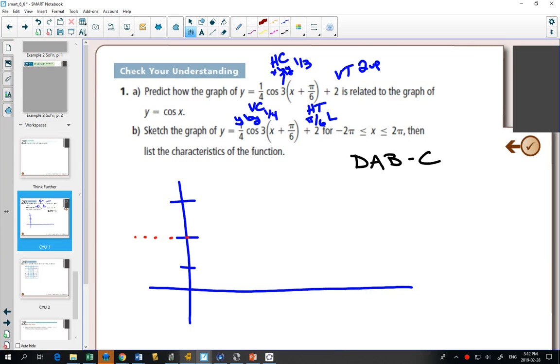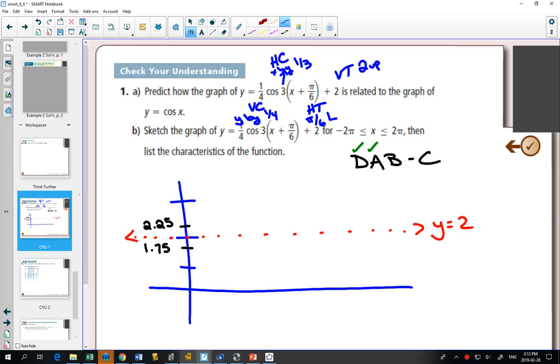Start with D. Your D value is a +2. So you'd label y equals 2 as your sinusoidal axis. D value complete. Next, use your amplitude, which is 1/4, to mark your maximum, 2.25, and your minimum, go down 0.25, 1.75. Those will be our max and min values. Amplitude, done.